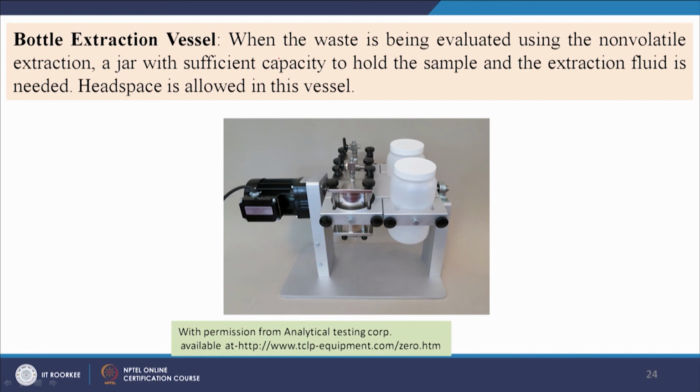And the bottle extraction vessel, in this case we have head space. When the waste is being evaluated using the non-volatile extraction, a jar with significant capacity to hold the sample and the extraction fluid is needed, and head space is allowed in this vessel. So, these are the photographs. Then we will be giving some rotation, it may be horizontal or the shaft may be vertical. So, that can be done.